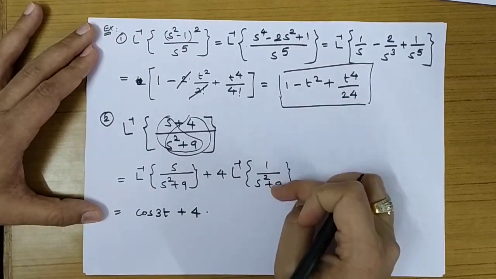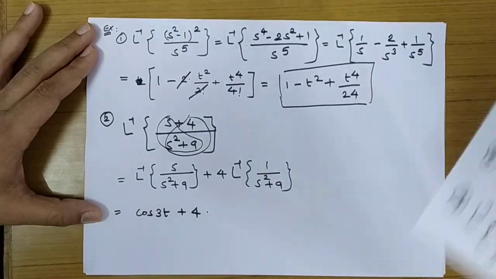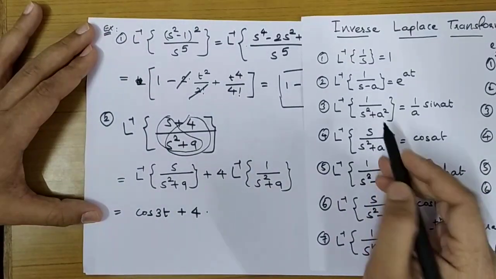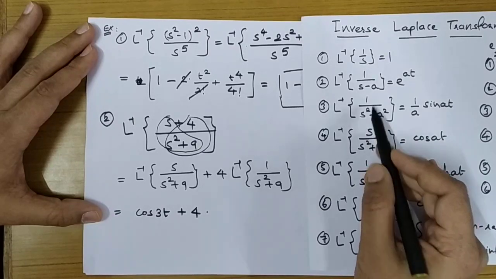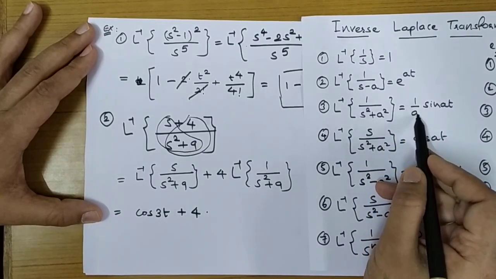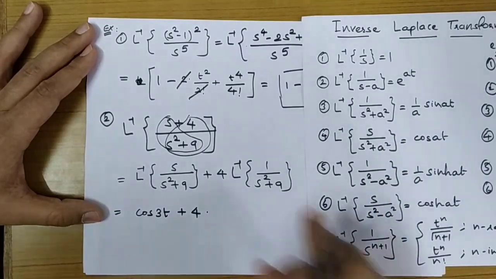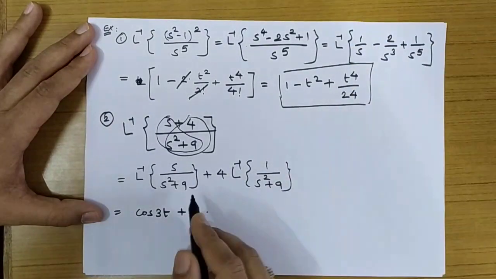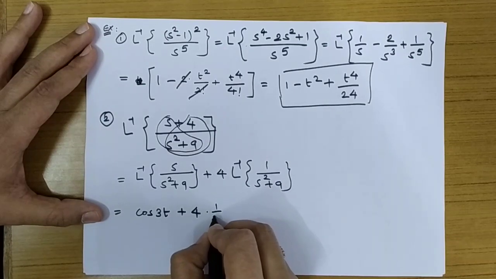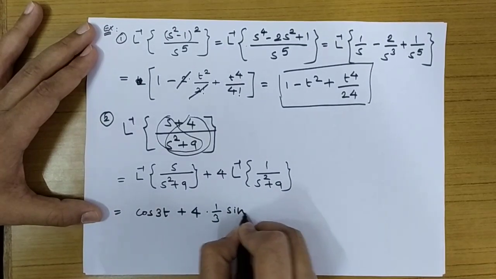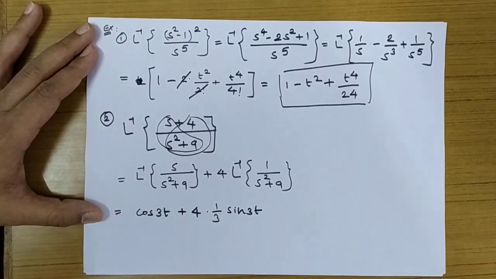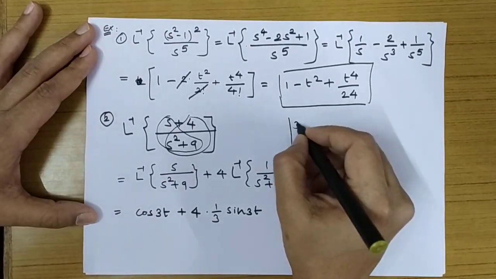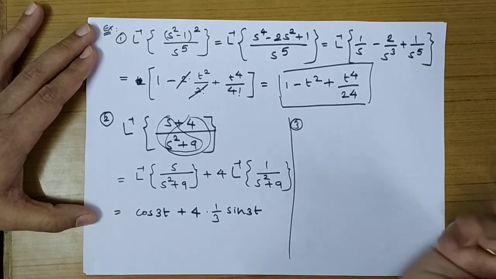Now inverse Laplace of 1 upon s square plus 9. So which formula is suitable? You can refer to this formula, formula number 3: 1 upon s square plus a square is equal to 1 upon a sine at. But here a square is 9, so a is 3. So 1 by 3 sine 3t. Clear? Okay. Good.